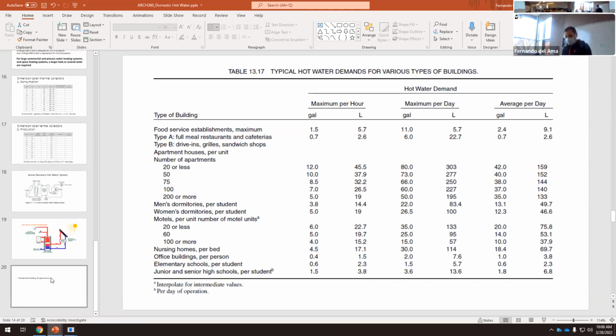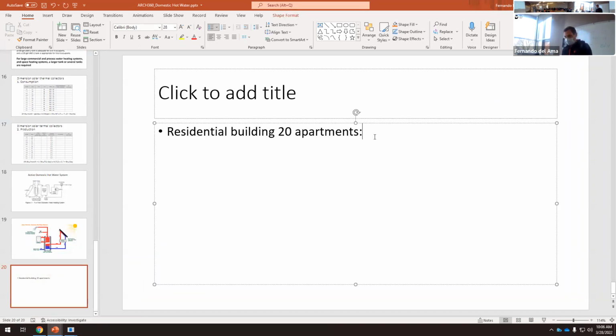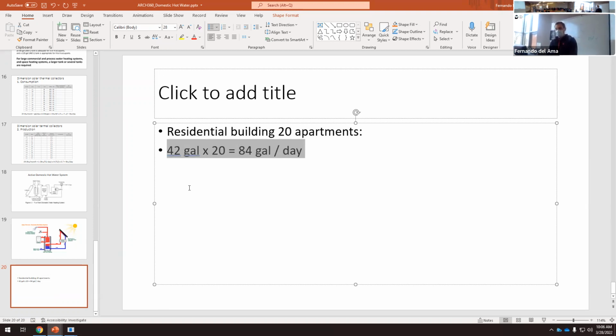Okay, so let's type 42 gallons times 20 apartments. So this is 84 gallons per day. Okay, so this is the amount of water that we need, 84 gallons per day.